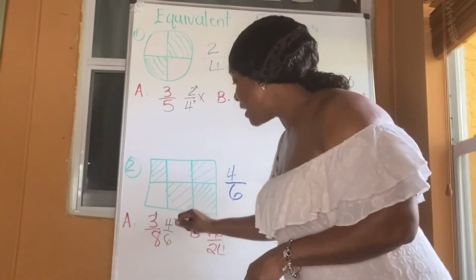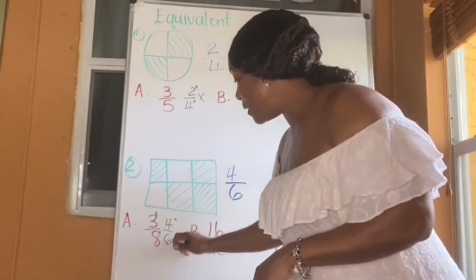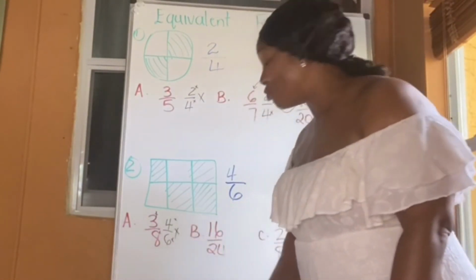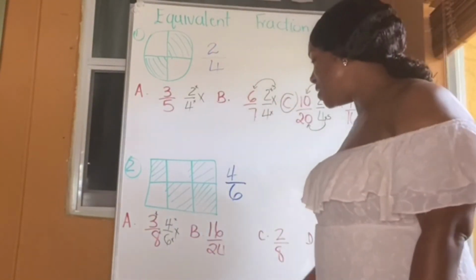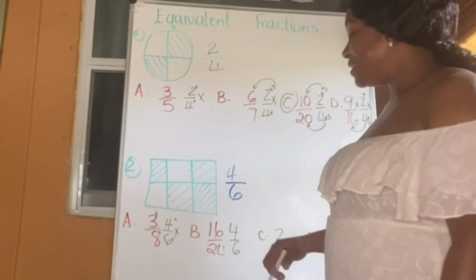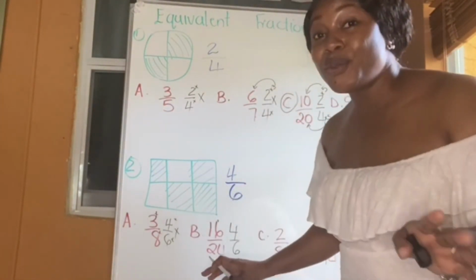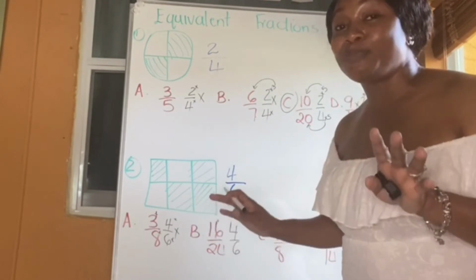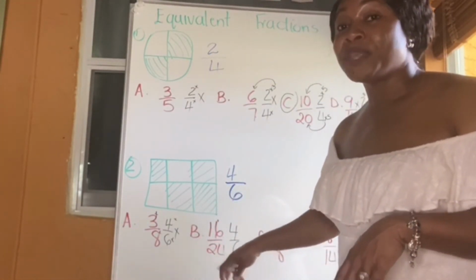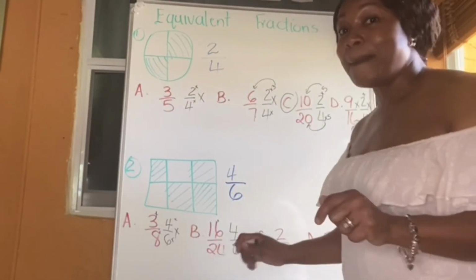Is there anything I could multiply by 4 to get 3? What about multiplying 6 by something to get 8? So that's wrong. Let's look at B. I'm writing my 4/6. Is there anything I could multiply by 16 to get 4? No, because 16 is bigger than 4. And the same applies with 24. It's bigger than 6. So there's nothing we could multiply.